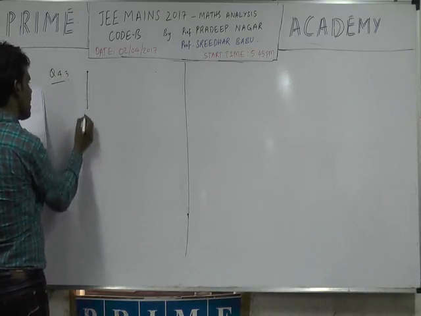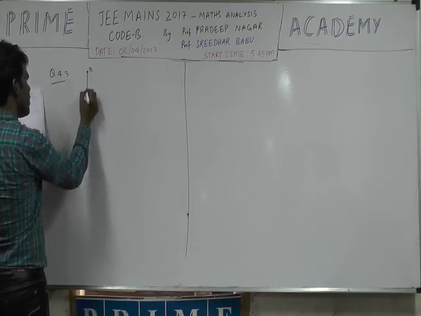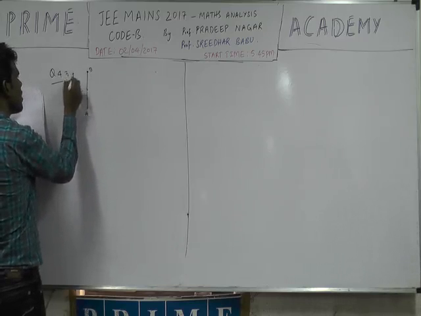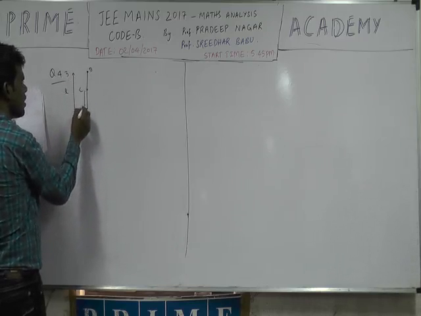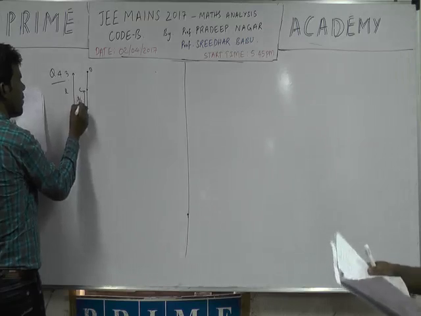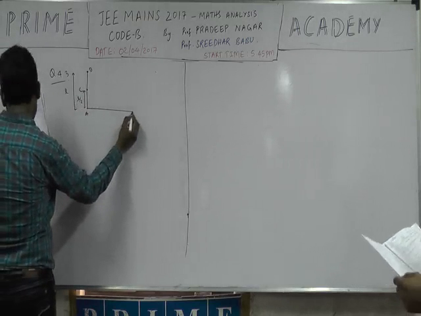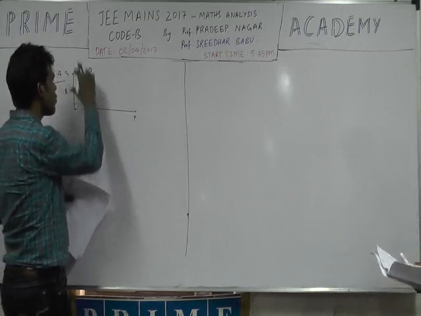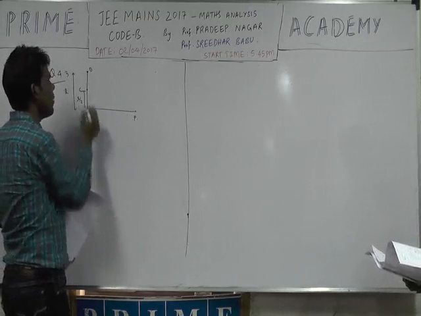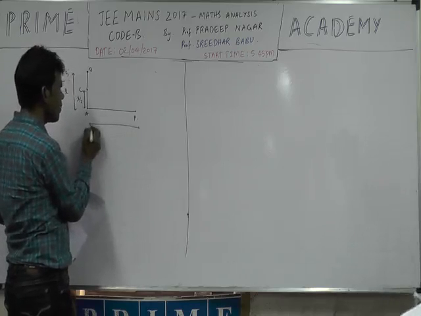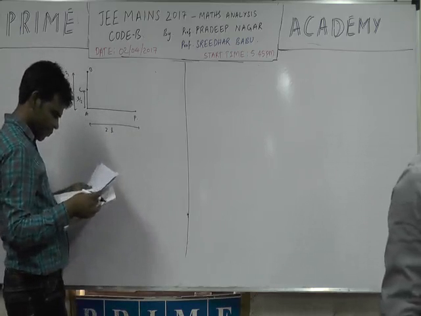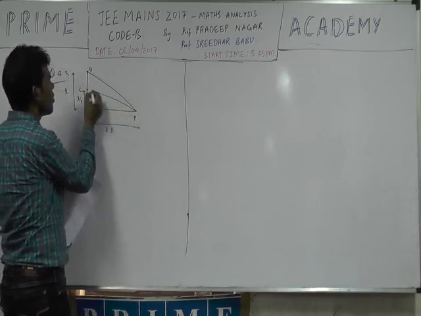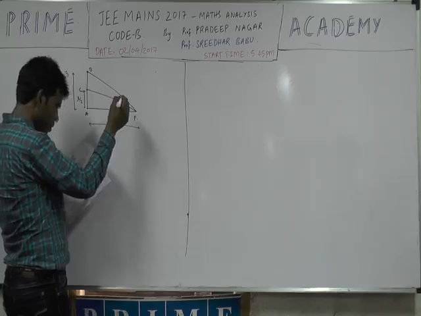This is the AB tower, this is A, this is B, C is the midpoint. So we can take this length as L. If this length is L, this is going to be L by 2. And they are saying that P is a point on the ground such that this AP is twice of this AB length. This length should be 2L. And they have given this angle also as beta.